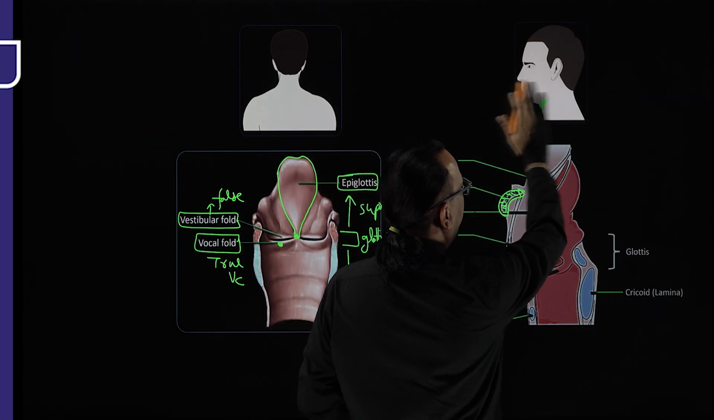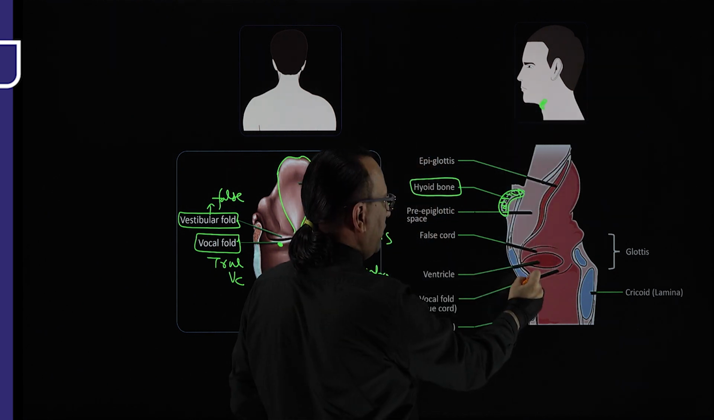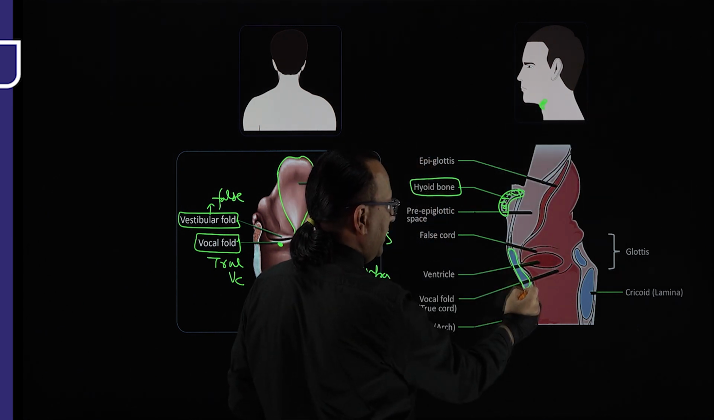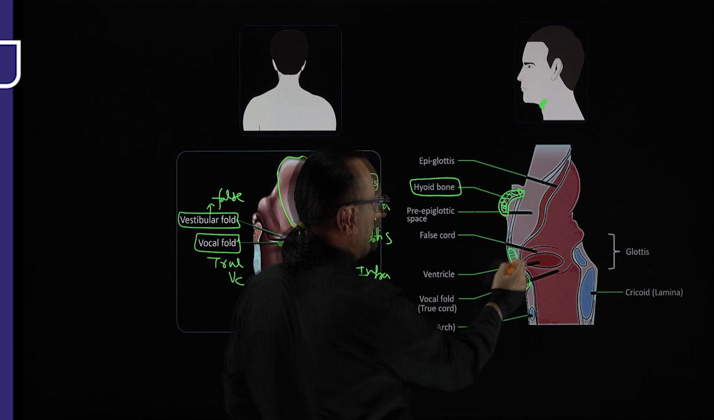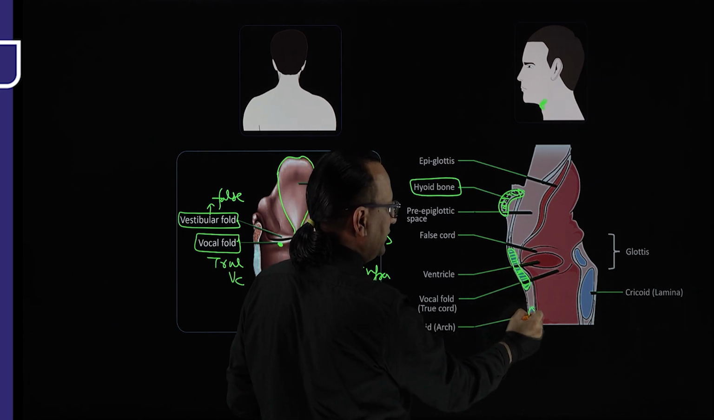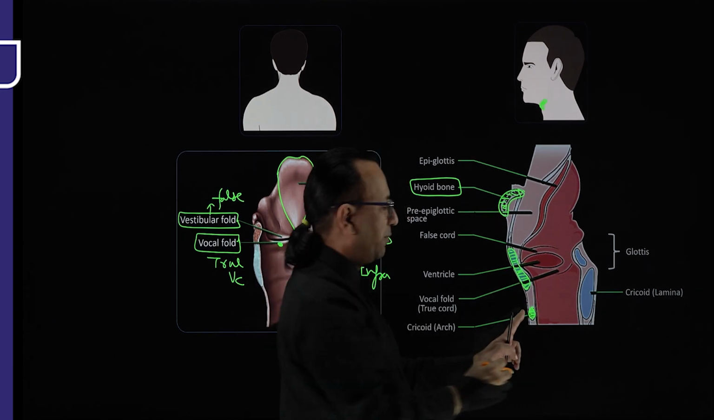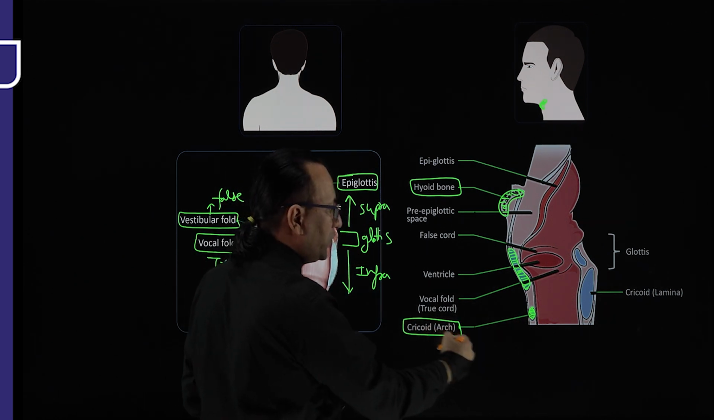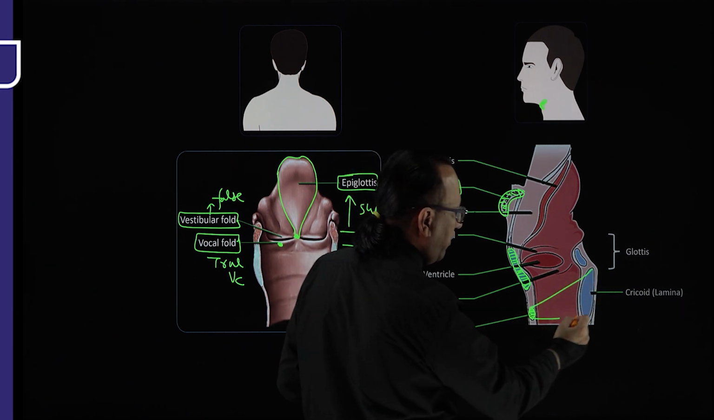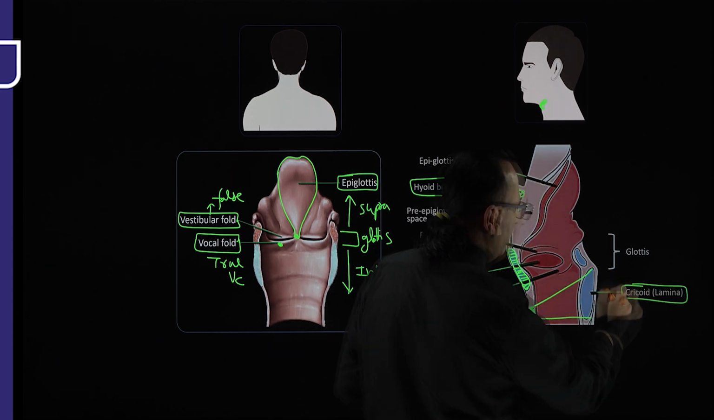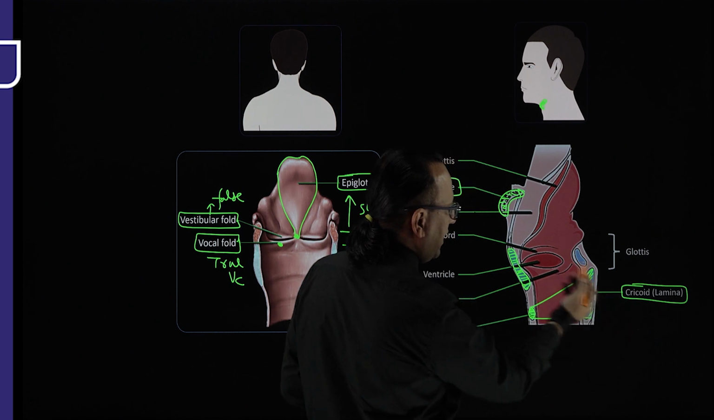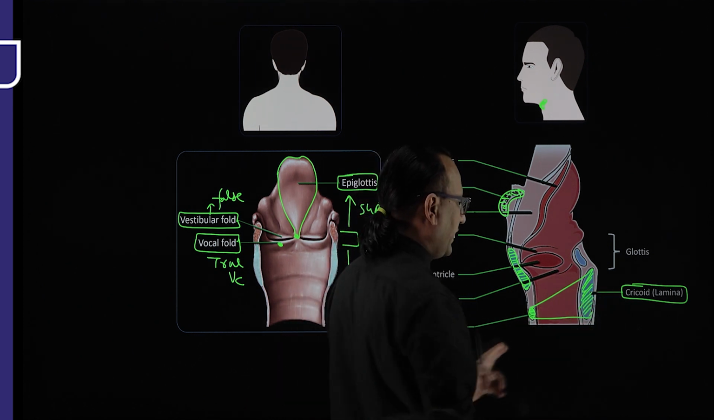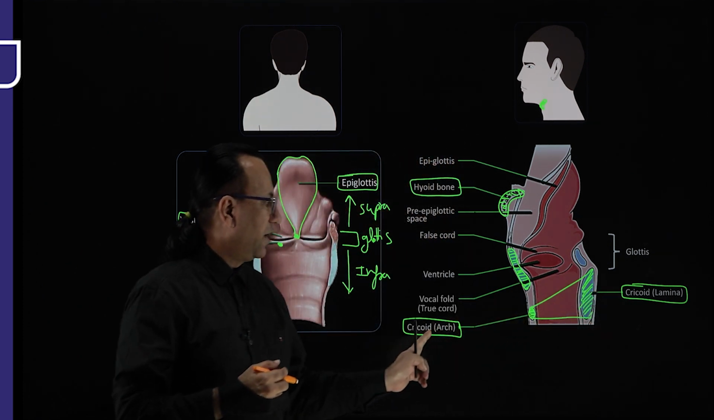And since it is a sagittal section, you can see a part of the thyroid cartilage here. So this is the thyroid cartilage, and below that is the cricoid cartilage. Since cricoid cartilage is a complete ring, you can see anteriorly it is having a cricoid arch and posteriorly it is having a cricoid lamina. So that is the posterior cricoid lamina, and it is a ring-shaped cartilage in which we can see only the right half of the cricoid cartilage here.